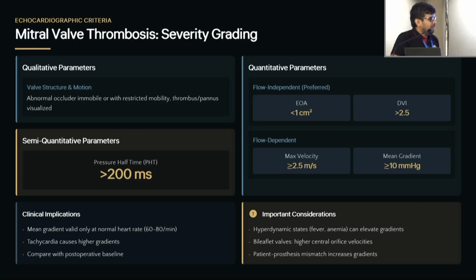Along with that, if we put a continuous wave Doppler and track the velocity time integral, we will get the maximum velocity, which is more than 2.5, and the mean gradient, the mean pressure. If it is more than 10, then we also have to think that the patient is having a severe mitral valve thrombosis.